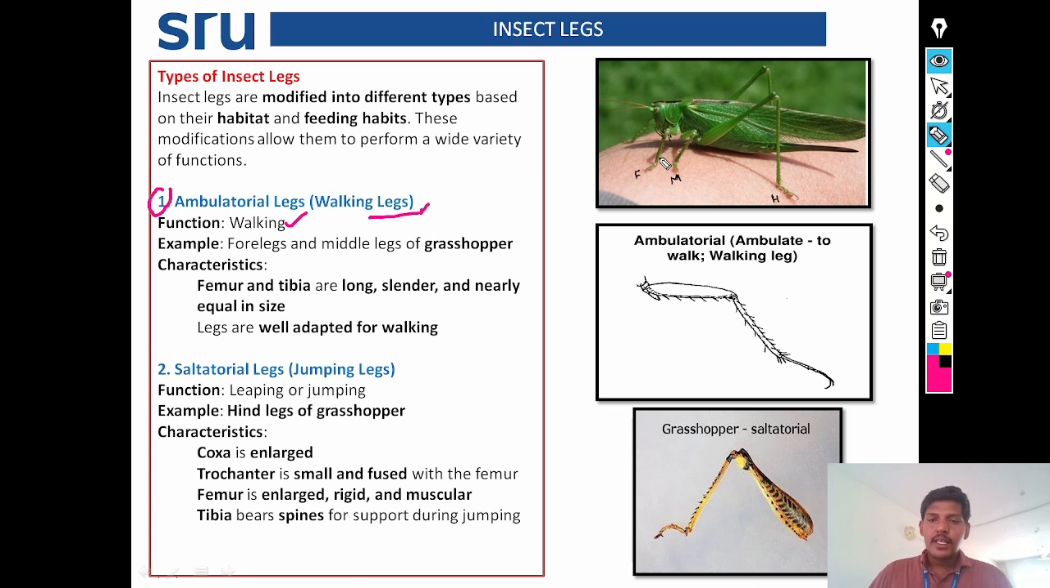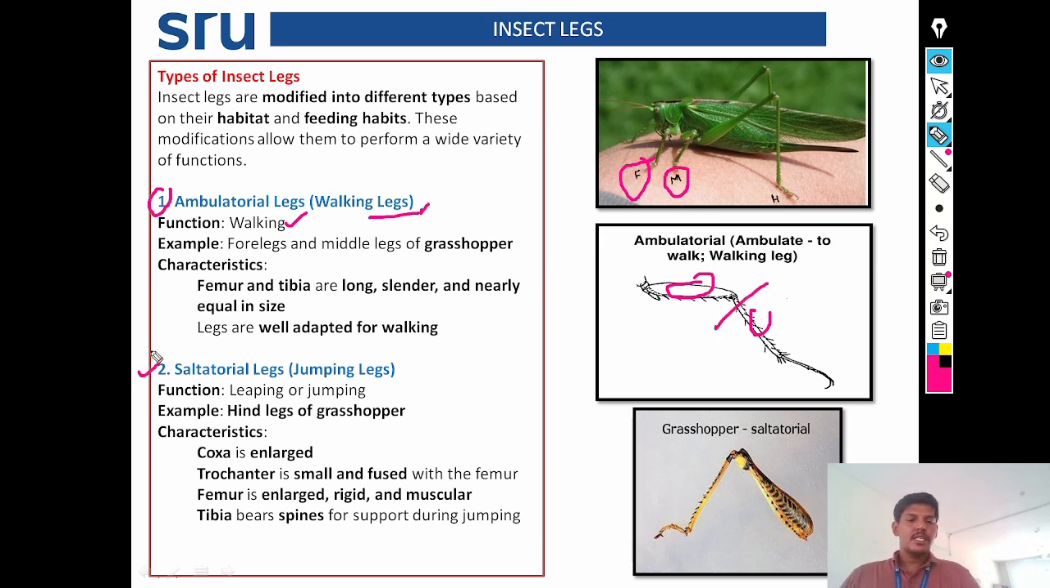So foreleg, that is first pair of leg, and second pair of leg, that is mid leg. Foreleg and mid leg of the grasshopper are the ambulatorial legs. They are used for walking. See the characteristic femur and tibia. Femur and tibia are long, slender, nearly equal in size. Legs are well adapted for walking.